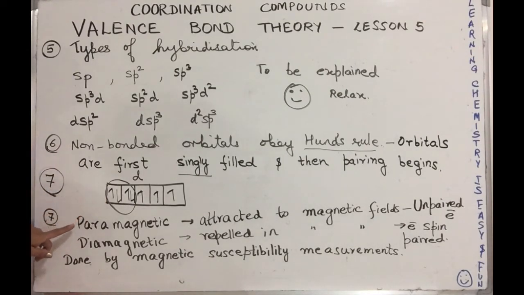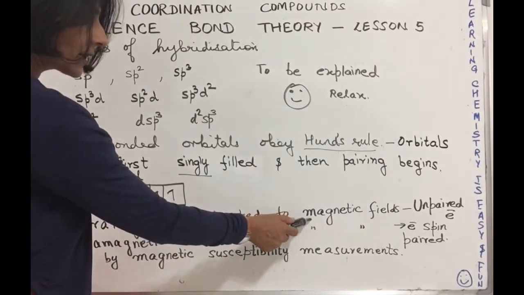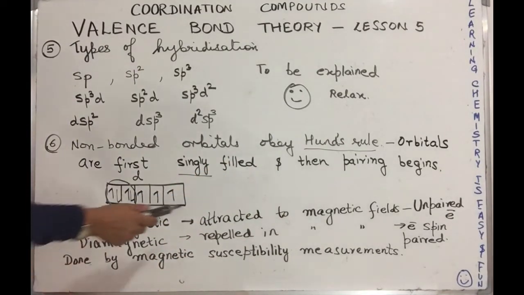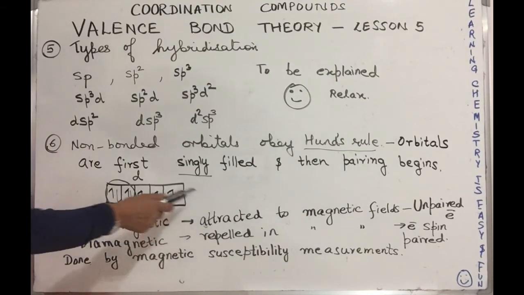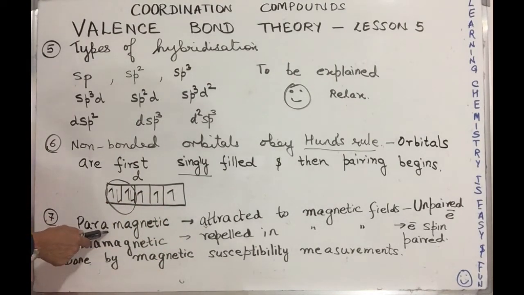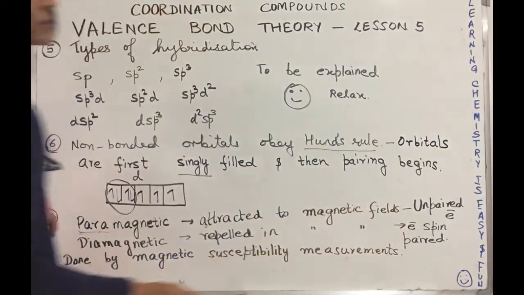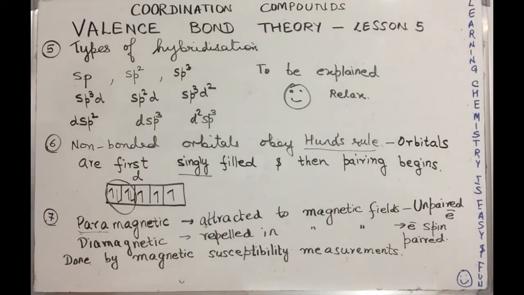Now coming to magnetic behavior, right? What is magnetic behavior? Two types are shown by the coordination compounds. Either they are attracted to magnetic fields or they are repelled in magnetic fields. If they are attracted to magnetic fields, we call such an atom or compound as paramagnetic. And paramagnetism is always attributed to the presence of unpaired electrons, whether it be an atom or a compound.